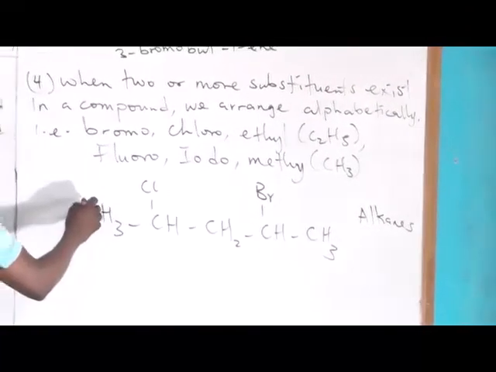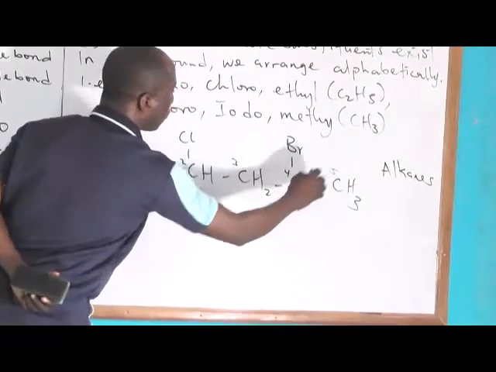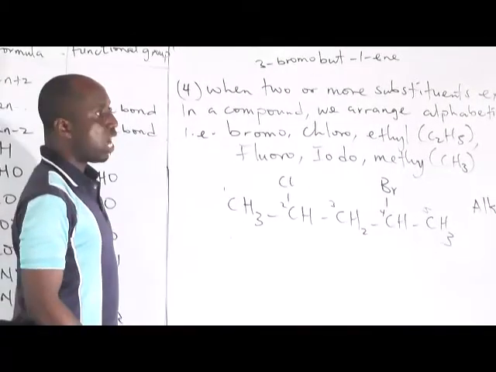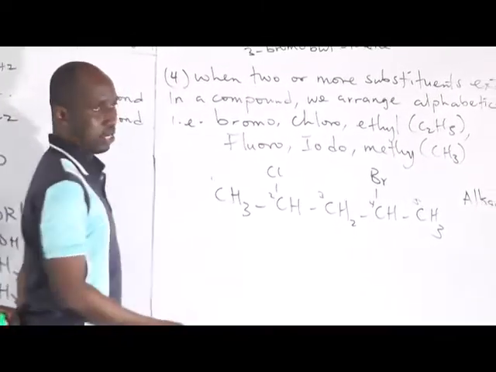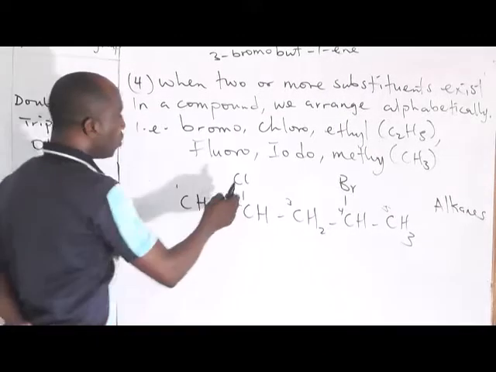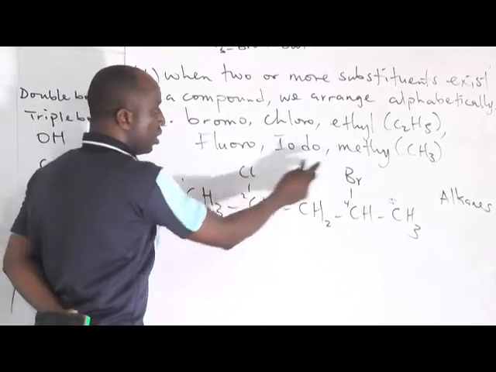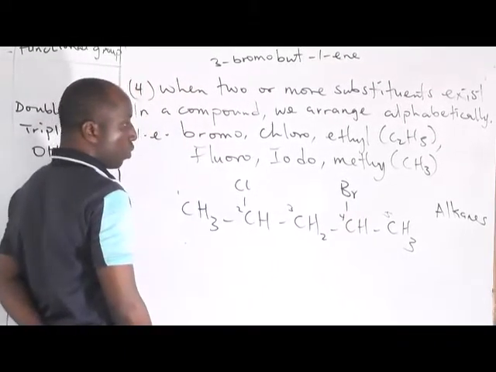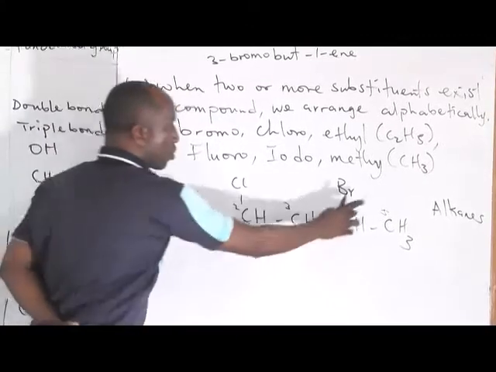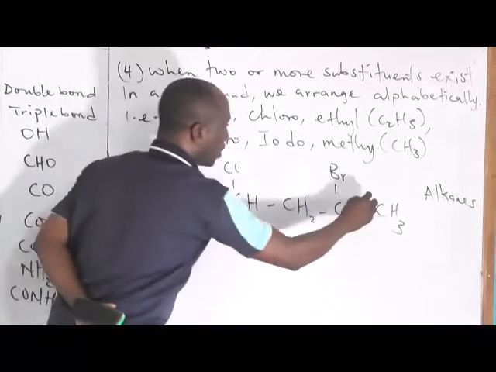Now, by the time I number here, 1, 2, 3, 4, 5. 5 carbons. 5 carbon alkanes. That is pentane. But look at it now. You have a substance, chlorine, chloro. That's letter C. You have another substance, bromine. That's bromo. So, where do we start our numbering from? We have to start our numbering from the back, because letter B comes before C.